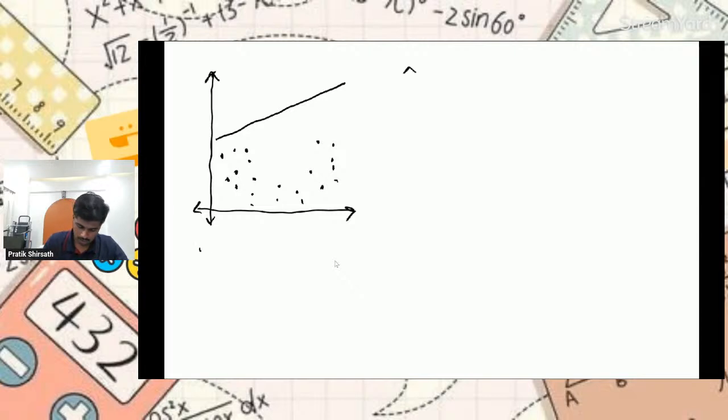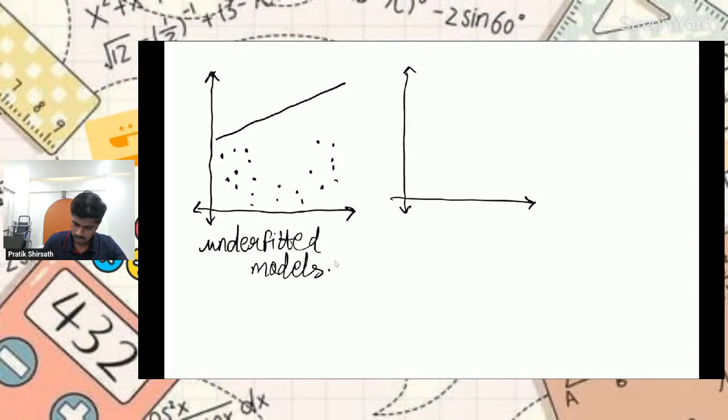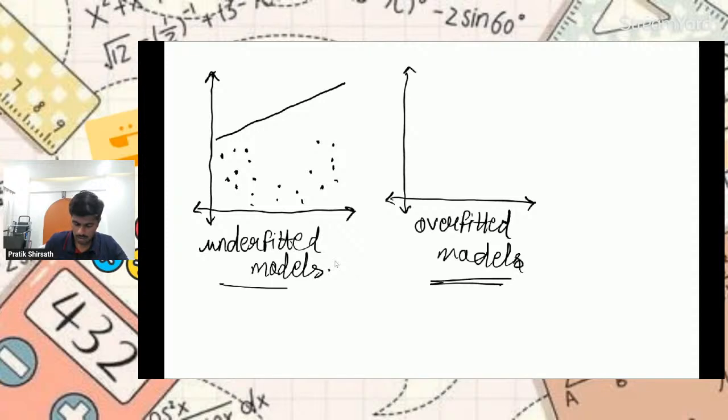Now, these are the underfitted models. Now, what is next? These are the overfitted models. This phenomenon is called overfitting. This is called underfitting. Now, what are the overfitted models?